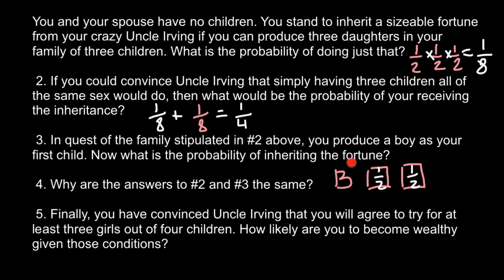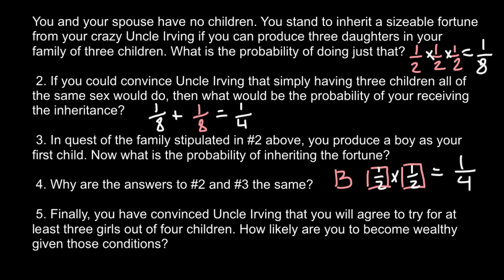There is no uncertainty here. So we have to multiply 1/2 by 1/2, and the answer would be 1/4 probability that this family would have 3 boys, and 0 probability that this family would have 3 girls, because the first child's sex is already known. So this is the explanation why answers 2 and 3 are the same.